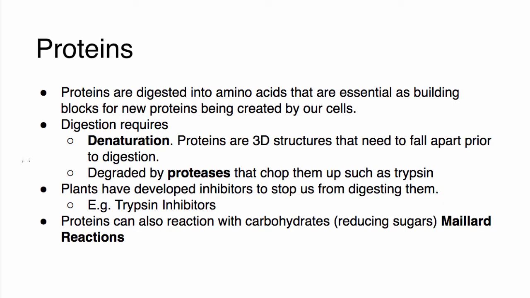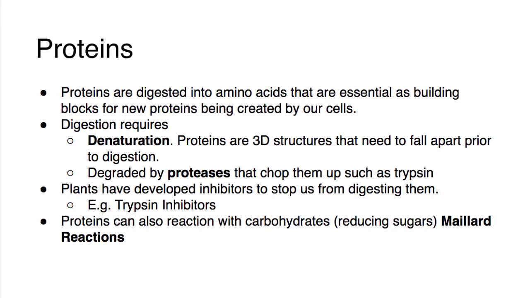One is denaturation, which I don't think that word has come up before in this course. Proteins are complex 3D structures, and in order for them to start being broken down into their single amino acid subunits, that 3D structure needs to fall apart. That's the denaturation stage. And then next, there are things called proteases. These are proteins that are enzymes, so they catalyze reactions and degrade other proteins. One that's really important for our digestion is called trypsin. This is in your gastrointestinal tract.